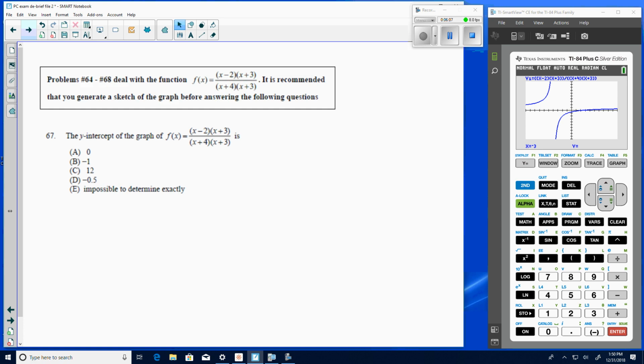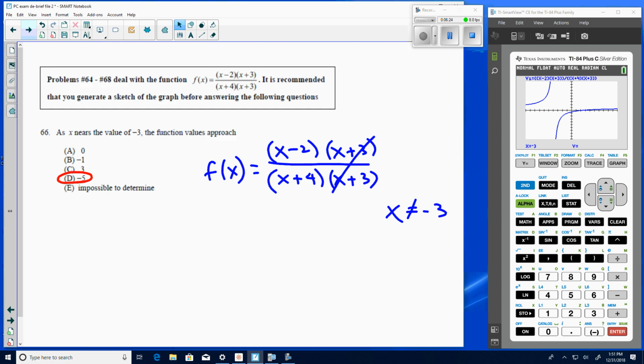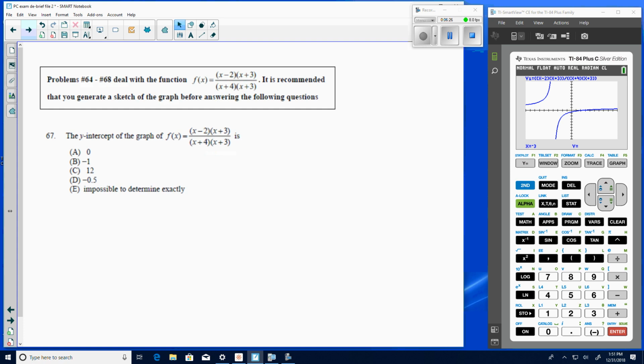The y-intercept. So we can do this two ways. One, we can look at the picture, if we have a picture, and realize, yes, there is a y-intercept. It occurs right here. So the question is, what number is that? And we could look at the choices and go, okay, we know it's not 0, so that's out. And we know it's not 12, that's out. So it's either got to be B, D, or E.